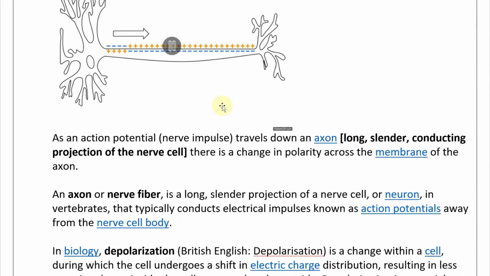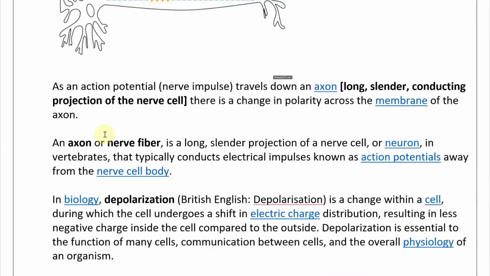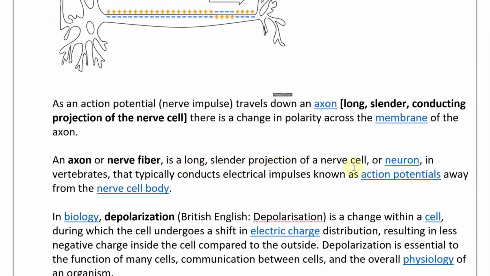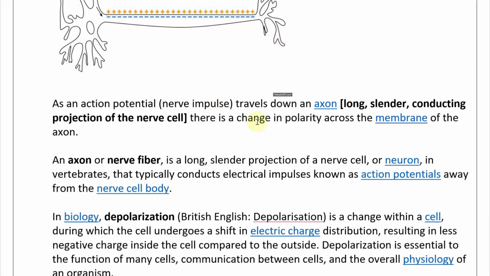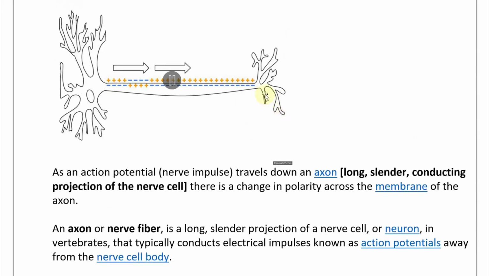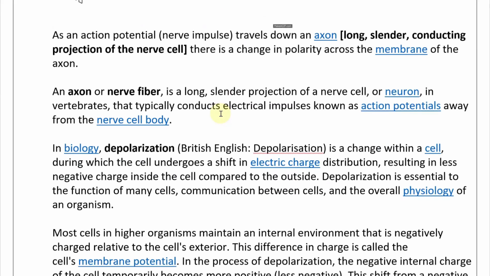So, anyways, continuing further. An axon or nerve fiber is a long, slender projection of a nerve cell or neuron in vertebrates that typically conducts electric impulses known as action potentials away from the nerve cell body. So there's a nerve cell body, and there's the axon, all the way across there, connecting to the organ that you're affecting, such as muscle cells or skeletal muscle cells.